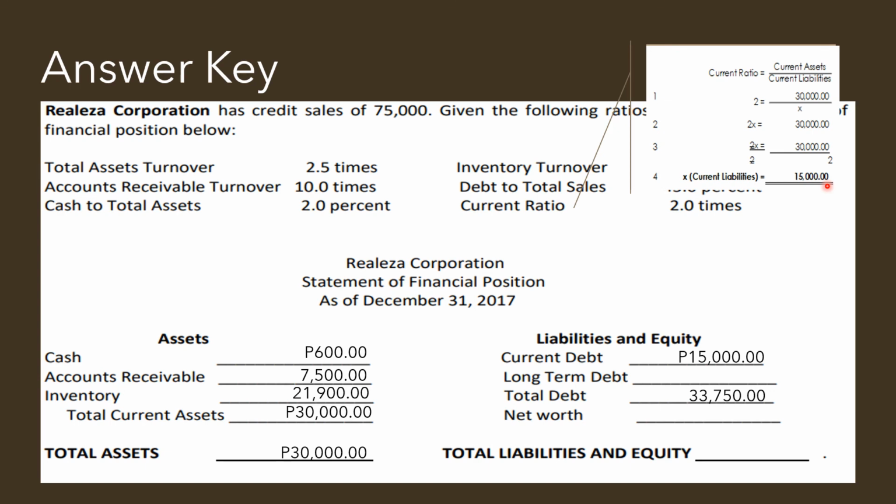So, kung may current liability ka na at may total debt ka na, you can just simply work back for your long-term debt. Paano nakuha? 33,750 minus 15,000. Long-term debt is 18,750. And again, accounting equation, asset equals liability plus equity. Your asset is 30,000. Your liability is 33,750. Di pa balanse. Ma'am, magkano kaya yung capital? Okay, so total liabilities and equity should be equal. Okay, so 30,000, 30,000. Your net worth, para mag-equal yan, is negative 3,750.